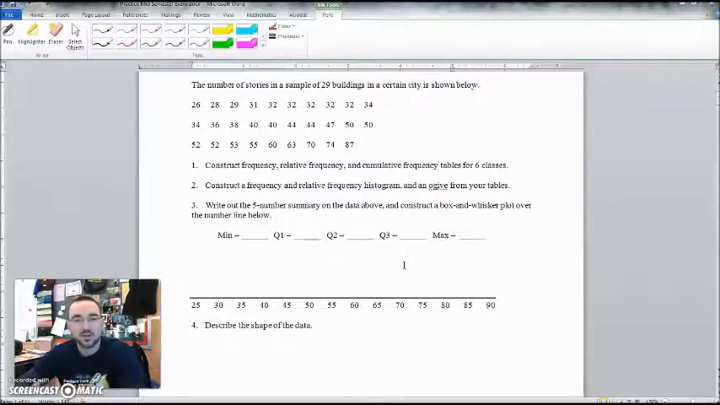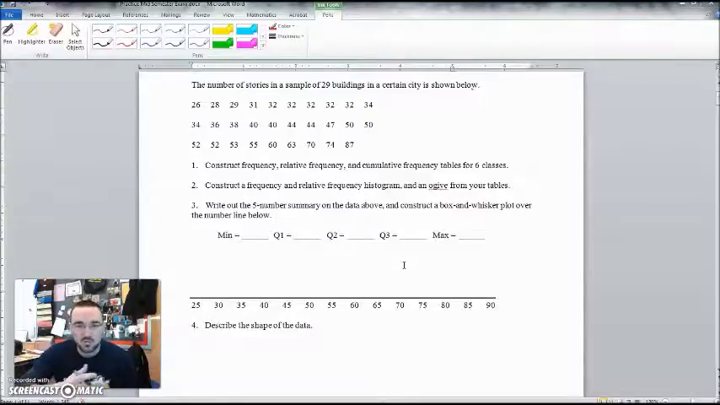So in this episode, we're going to check out number 3 on our mid-semester review. Remember, our midterm's coming up really soon, so we want to start reviewing these concepts. All right, so taking a look here, number 3, it says, write out a 5-number summary to the data above and construct a box and whisker plot over the number line below.